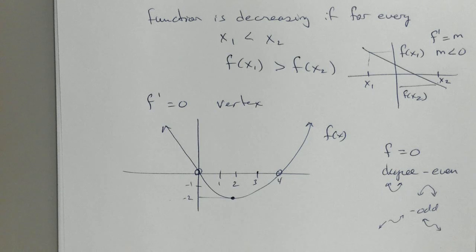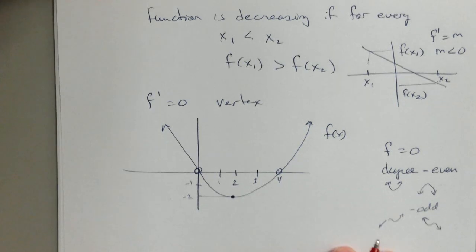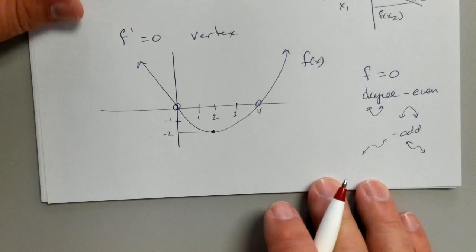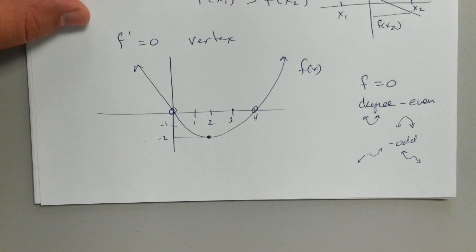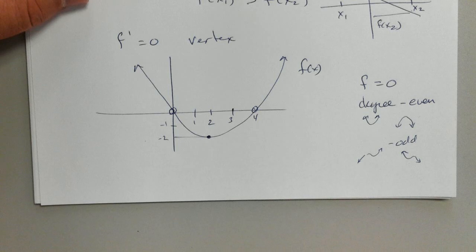One more big thing it tells us. Yeah, you're right. The degree also tells us the maximum number of vertices we can have. It tells the maximum number of intercepts we can have. Because the degree also tells us the maximum number of intercepts, solutions, and vertices. The number of vertices is usually n minus 1, whatever the degree is.